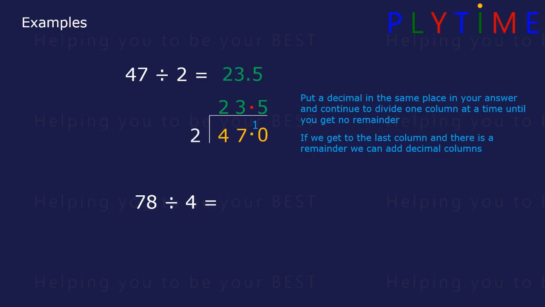Let's look at another. 78 divided by 4. 7 divided by 4 is 1 with a remainder of 3. Now 38 divided by 4 equals 9. 9 fours are 36, so a remainder of 2. Add our decimal point and the 0, and we can carry forward to the next column. Add the decimal in our answer. Now 20 divided by 4 equals 5. So our answer is 19.5.